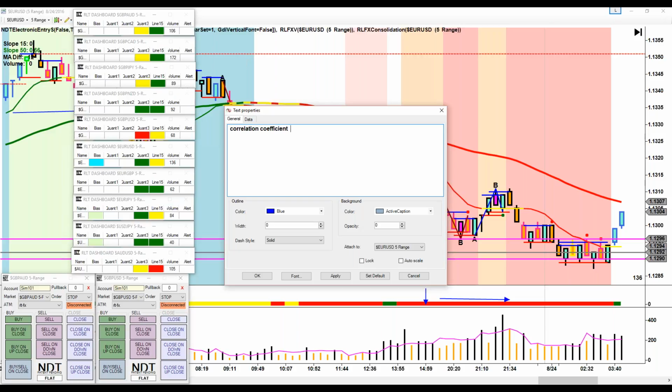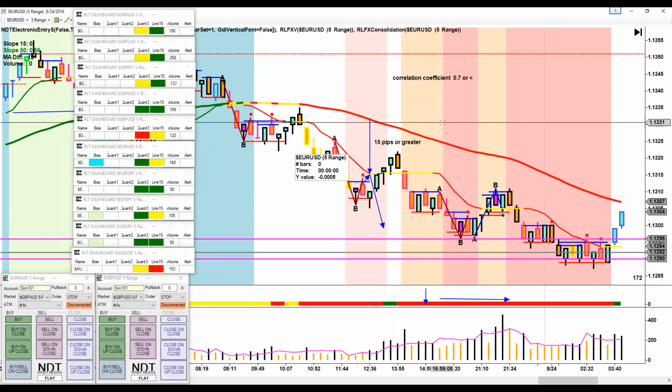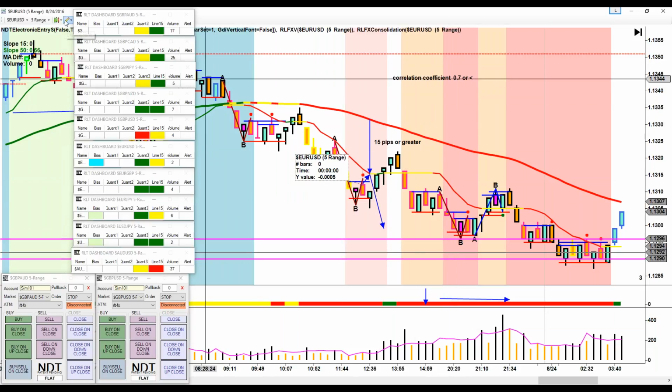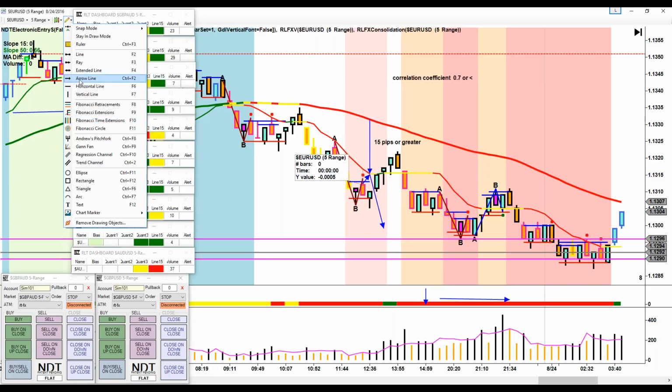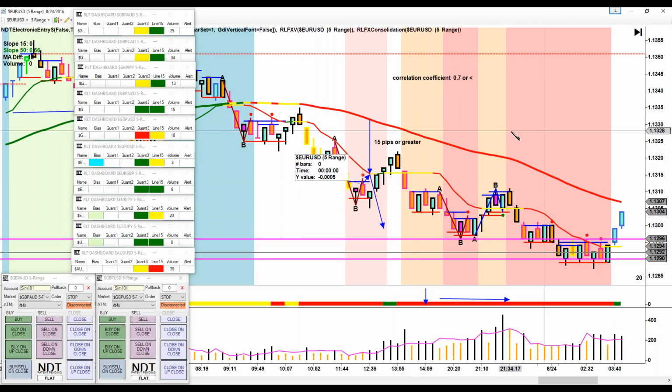And the correlation coefficient must be 0.7. You can define a correlation coefficient at whatever you like, but 0.7 is the standard. This means that there are certain markets that go down when the Euro USD goes down, and certain markets that go up when the Euro USD goes down, with a correlation coefficient of 0.7 or 70% of the time or greater.